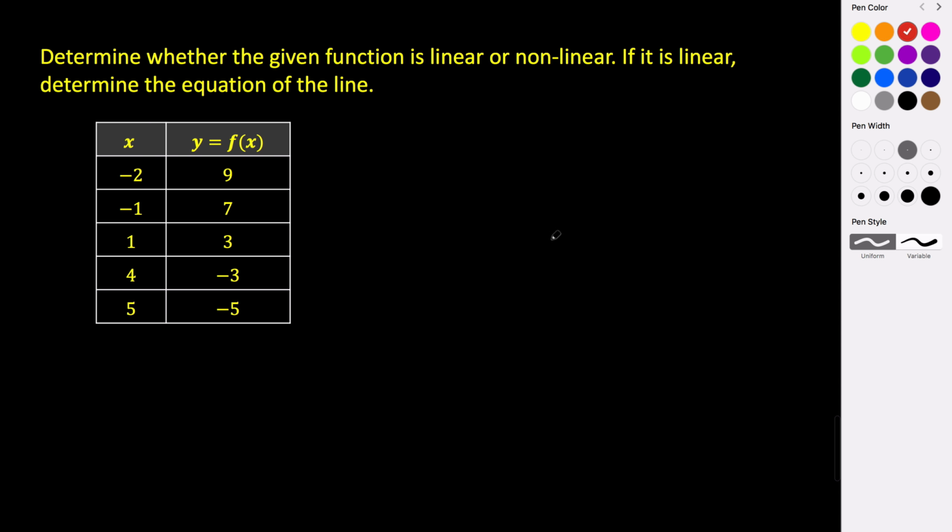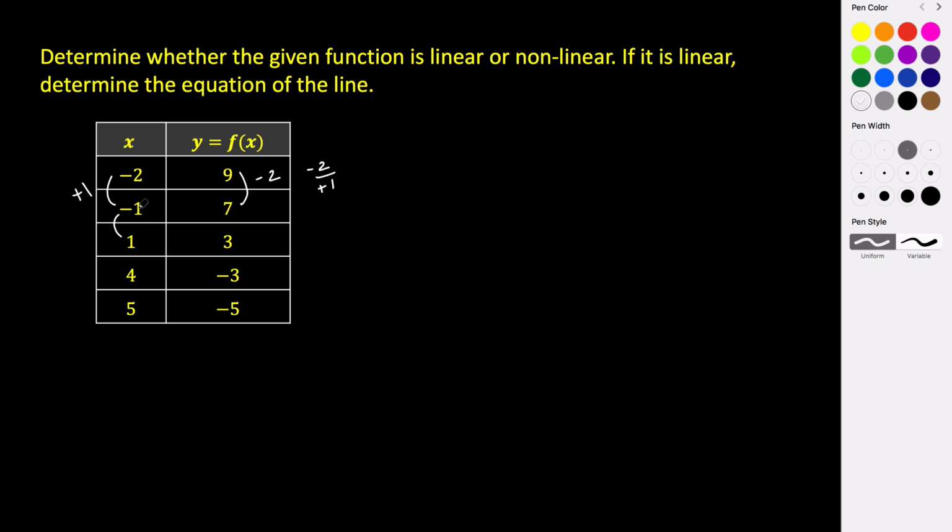So for this last one, we want to determine again whether it's linear or nonlinear, and then if it is, write the equation. So we want to figure out our average rate of change. This one here is going up by 1. We're adding 1. Here we are subtracting 2. So the change in y over the change in x is negative 2 over positive 1 for this.